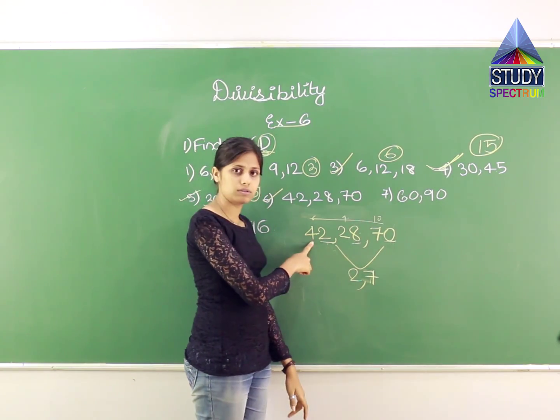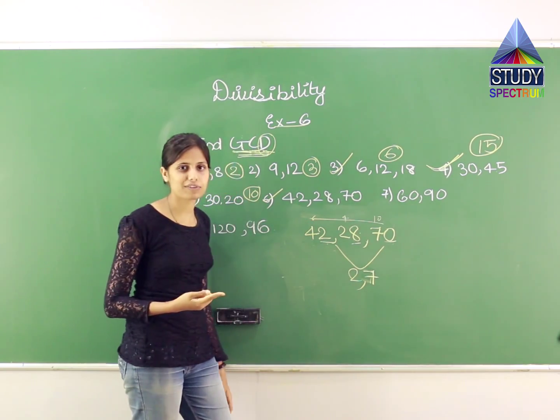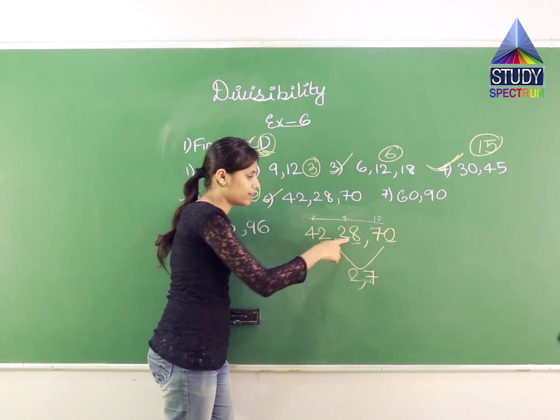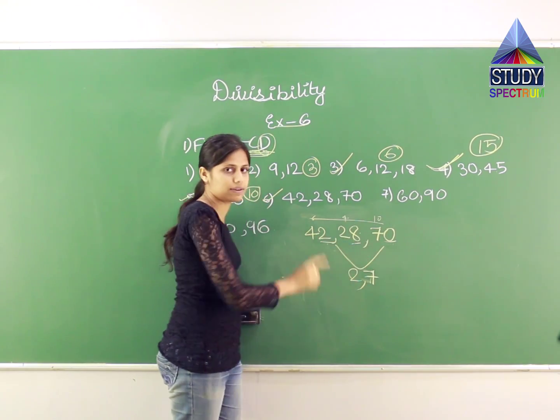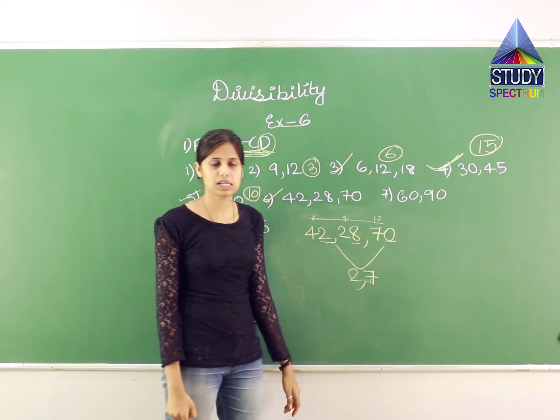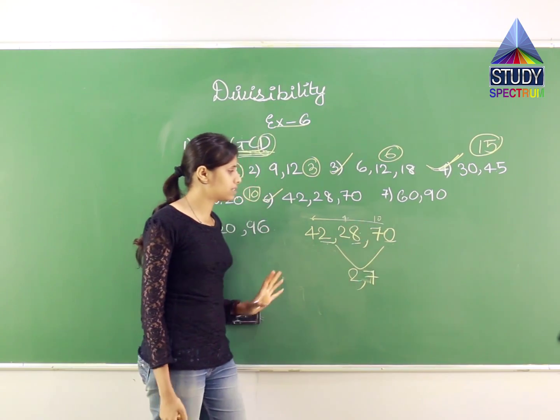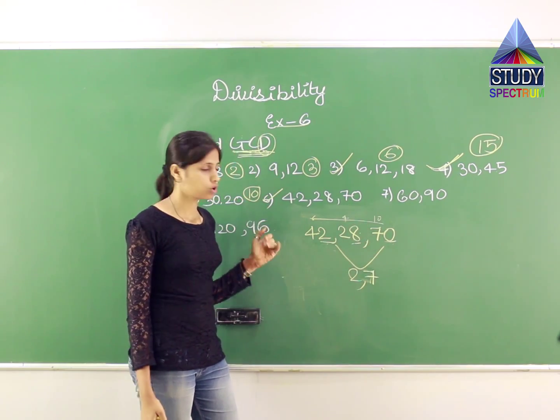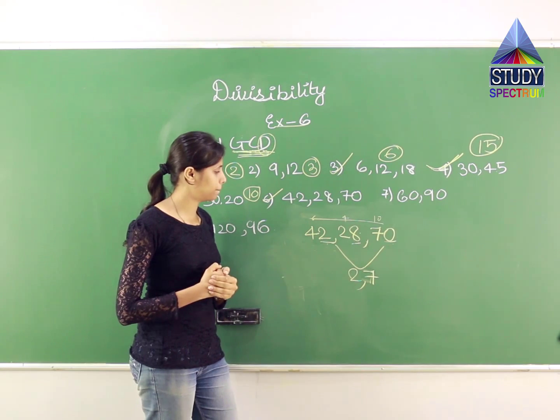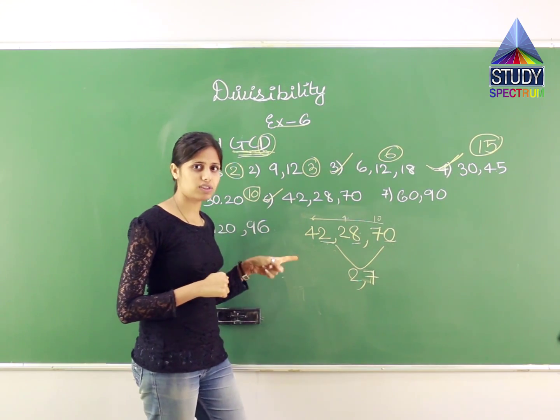11 not possible, right? Because we know the table of 11. 11 4s are 44, 11 2s are 22, 11 7s are 77. एक भी number 11 से divisible नहीं है. They are not even divisible by 12. So और कौन सा number हो सकता है? Let us try with 14.